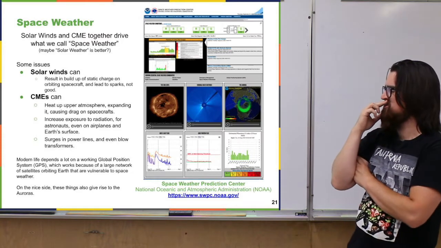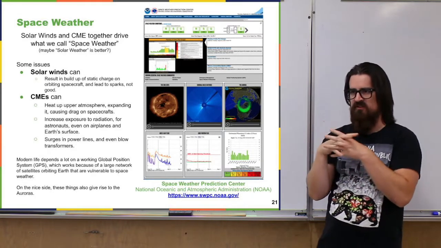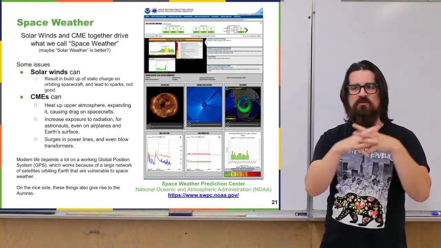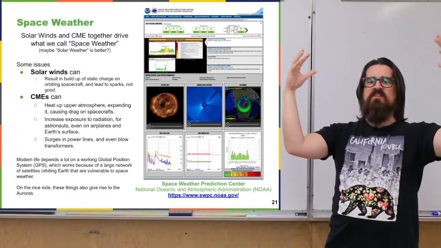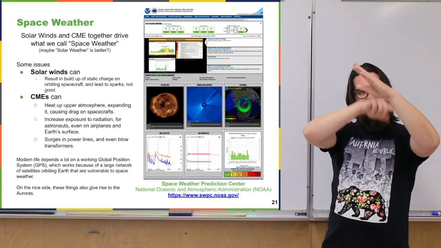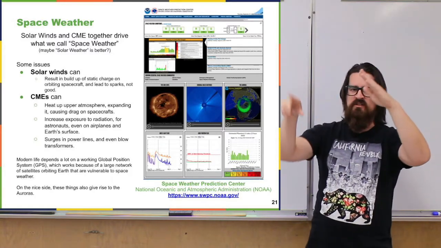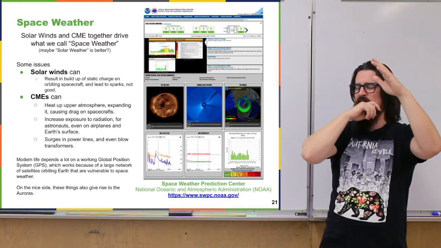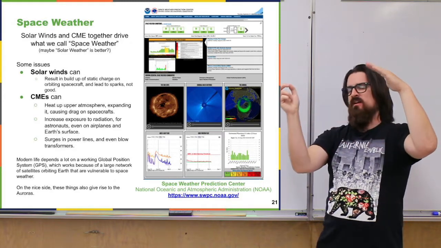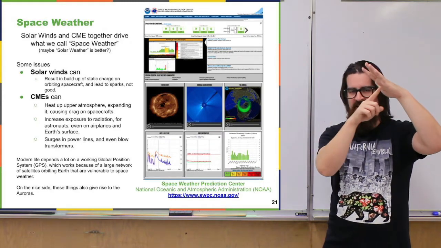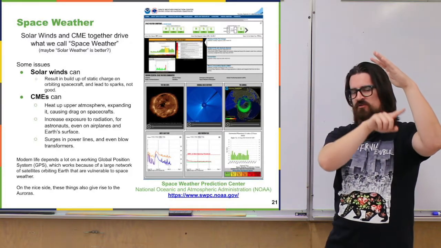The coronal mass ejections can do some fairly significant things. For one, they can literally heat up the upper atmosphere. And if you heat something up, it tends to want to expand, right? So the upper atmosphere expands a bit. And the thing is, a lot of these satellites are orbiting just outside of the atmosphere, at the very edge of the upper atmosphere. But if that atmosphere expands a bit, then they start running into the atmosphere. That causes some drag, which means they're no longer going to continue to orbit nicely. They're going to start to lose altitude.